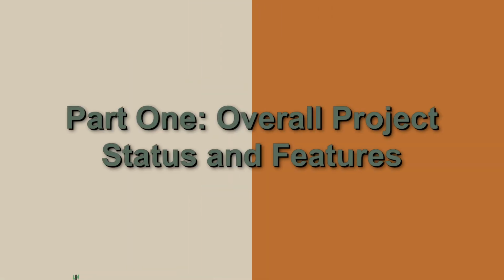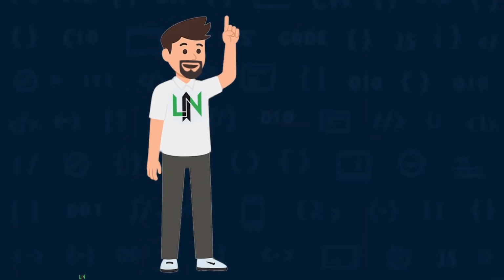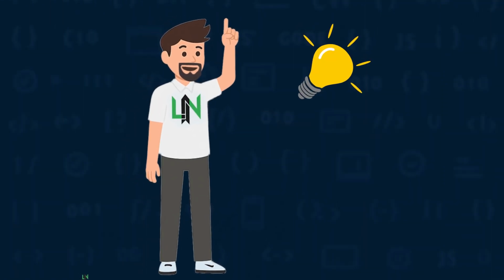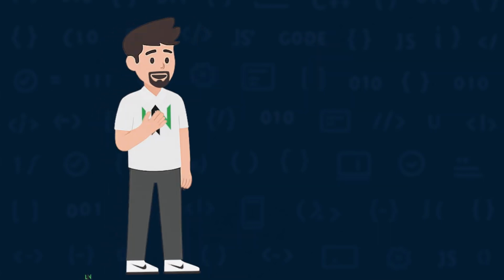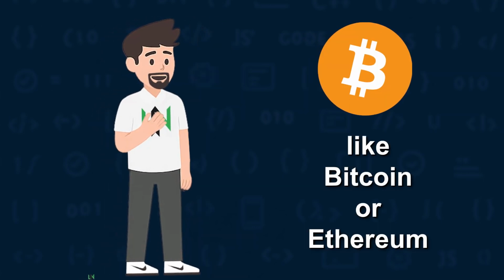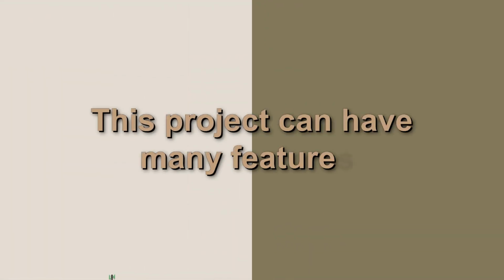Part 1. Overall project status and features. The main idea of the project is to take historical price data of a cryptocurrency like Bitcoin or Ethereum and combine it with technical indicators and even news to build a model that can predict the short-term or mid-term future price. This project can have many features.